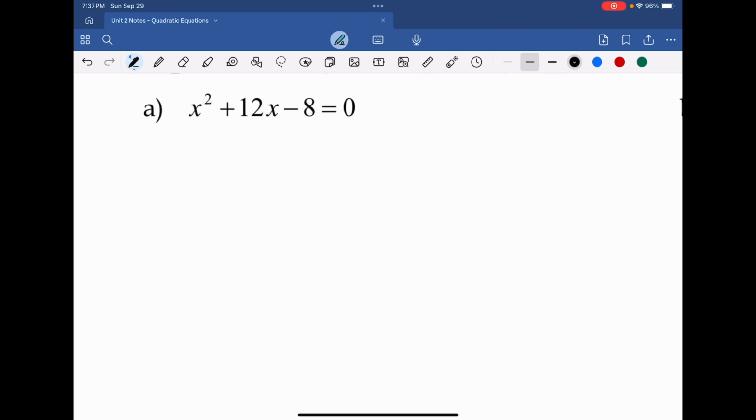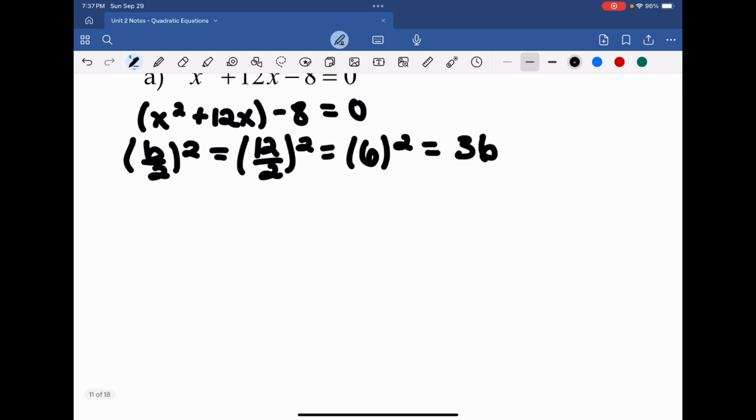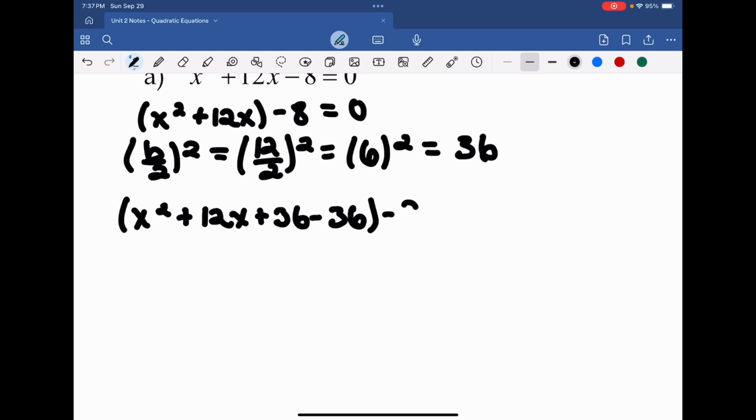Okay, first one, we're going to take this and we're going to group our first two terms. It's going to be x squared plus 12x, bracket, minus 8 is equal to 0. There's no greatest common factor, so we go right to our b divided by 2. b divided by 2 squared, this is 12 divided by 2 all squared, which is equal to 6 squared, which is equal to 36. Now we're going to go x squared plus 12x plus 36 minus 36 on the outside minus 8 is equal to 0.